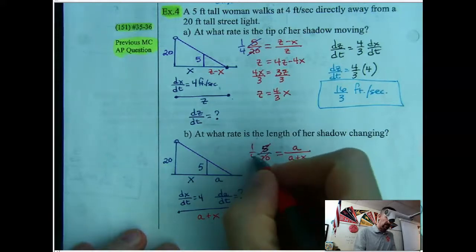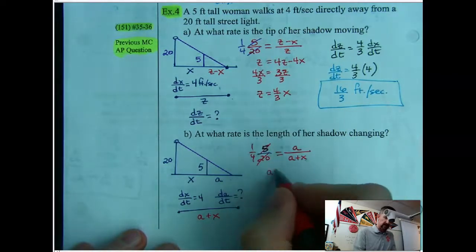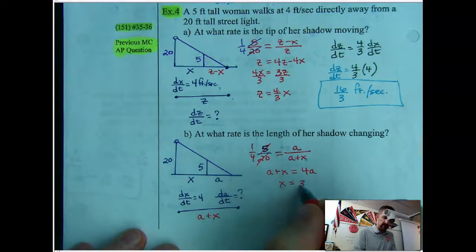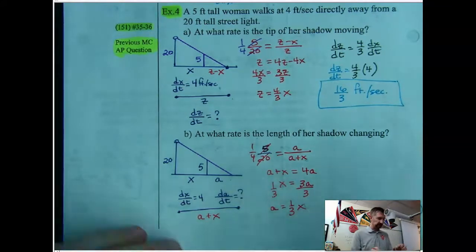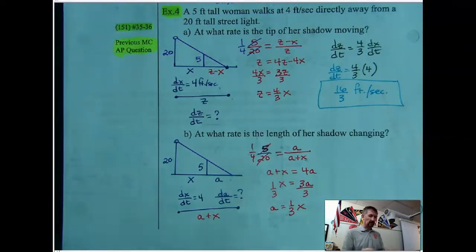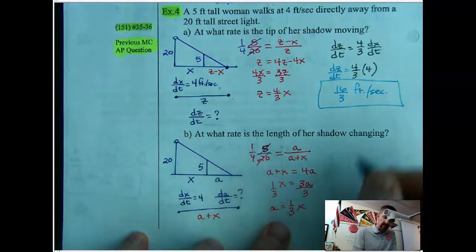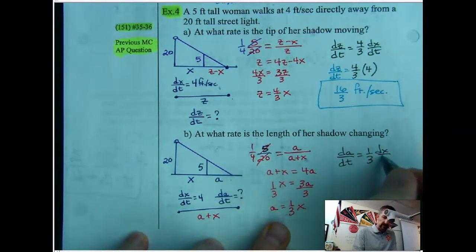So again, that reduces to 1/4. That's going to be A plus x equals 4A. So x equals 3A. They're asking us to find dA/dt, so I'm going to divide by 3. So A equals 1/3 x. So now we take the derivative, step 3. Step 4, dA/dt equals 1/3 dx/dt. dx/dt was 4. So that's going to be 4/3 feet per second.